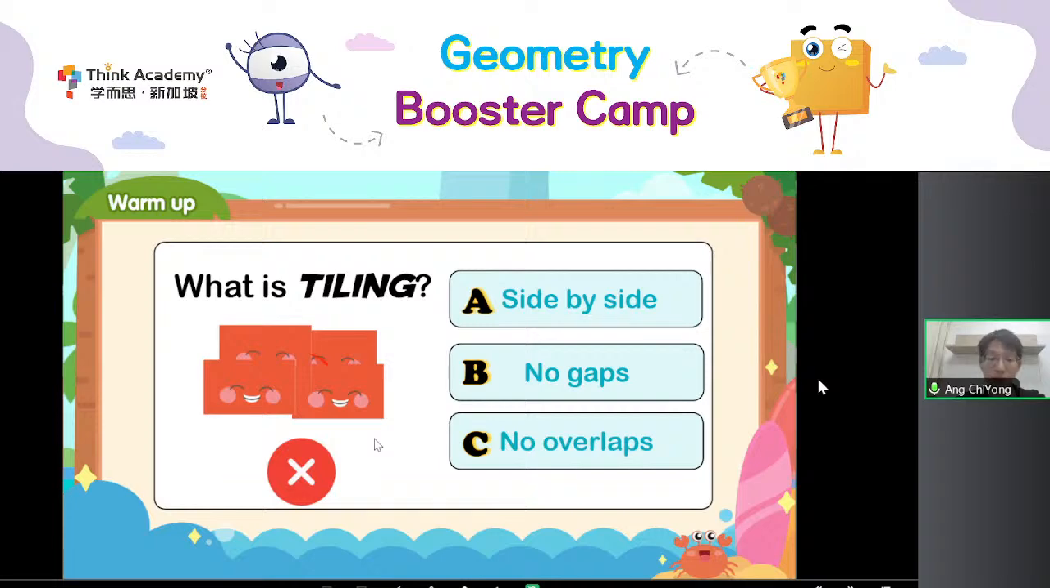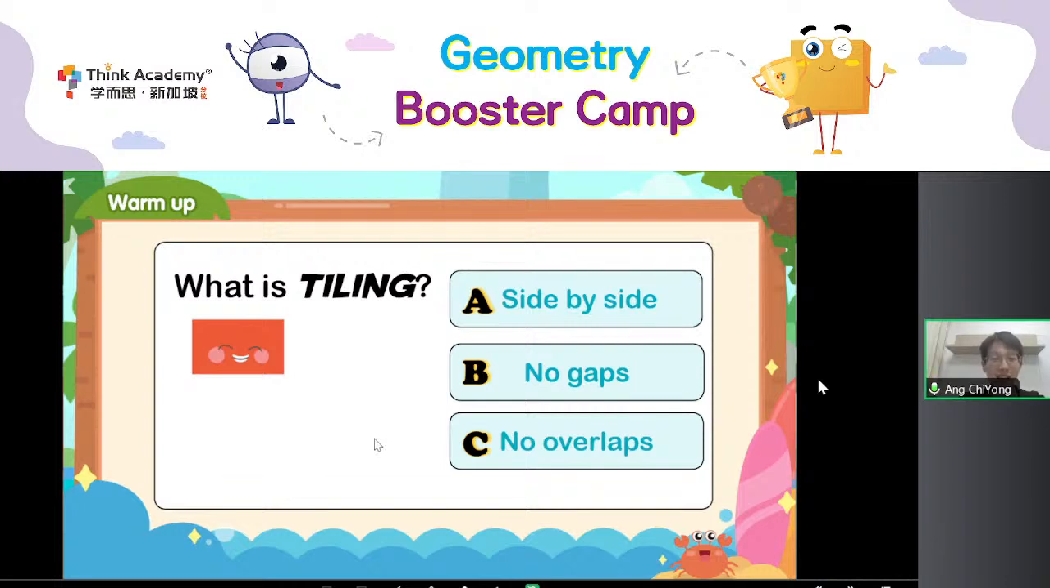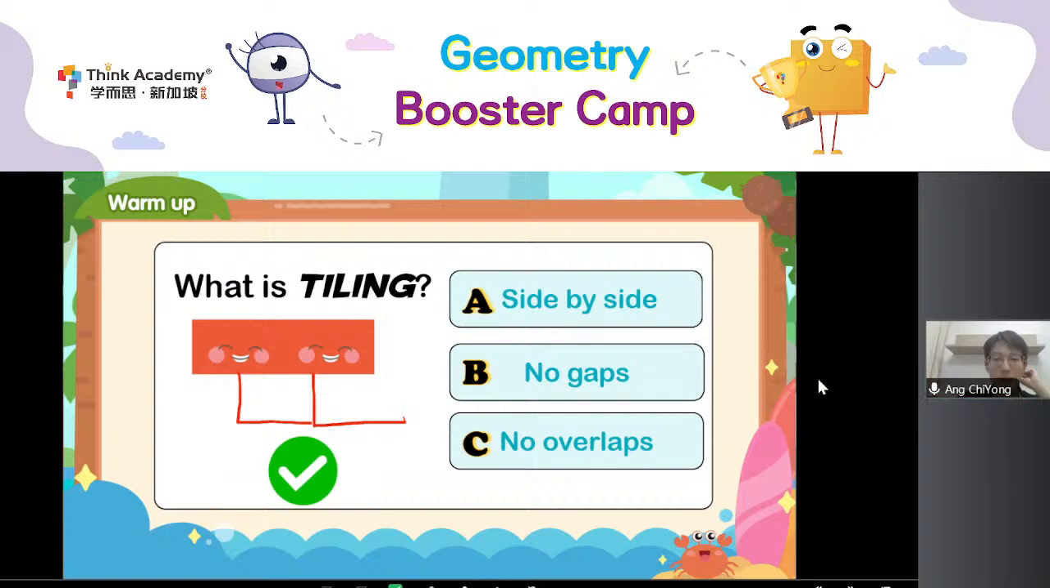Let me show you what is the real tiling. Over here, side by side, no gaps and no overlaps. Tiling should be very neat. Okay, look at this tiling over here. I put all my rectangles over here, right? And I can repeat. I can put two more rectangles like this. Something like that. Side by side, no gaps and no overlaps.